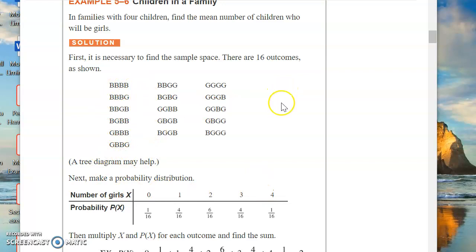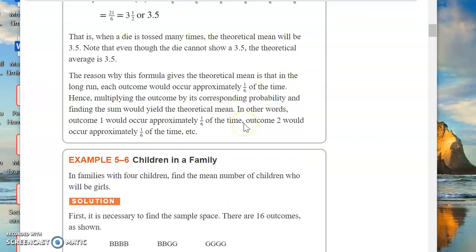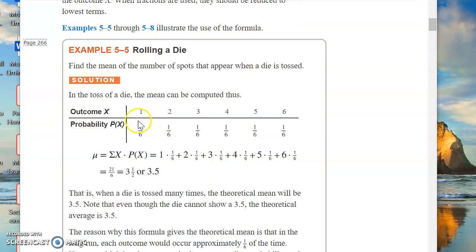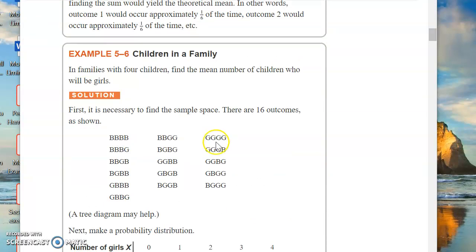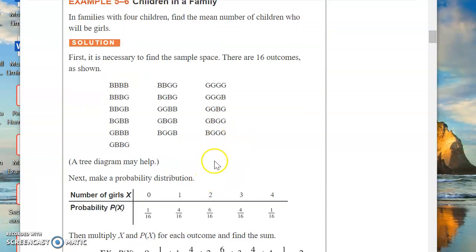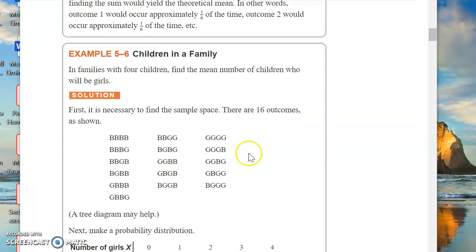So what's the probability of getting 0 girls, 1 girl, and so forth? So again, just like before, the random variable is going to be the number of girls. Whereas before we had an outcome of a 1, a 2, a 3, now we have an outcome of how many successes we have. How many girls do we have? That's our success, is having a girl.